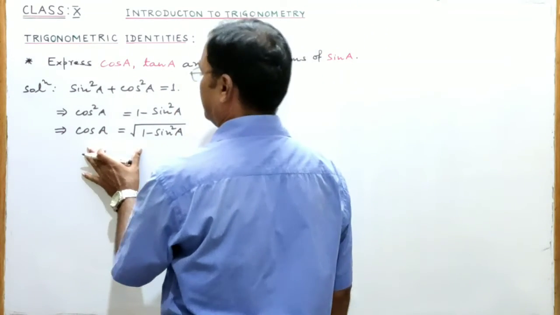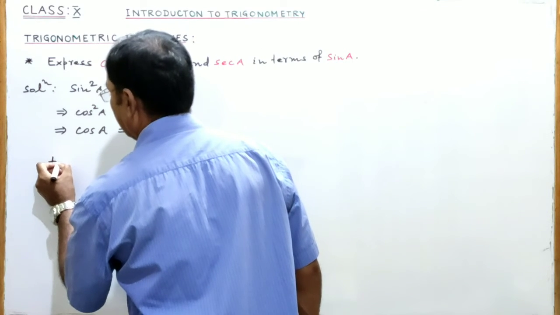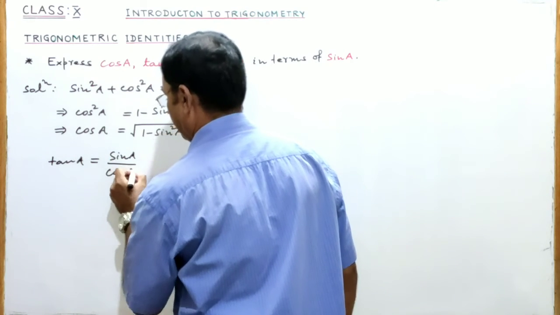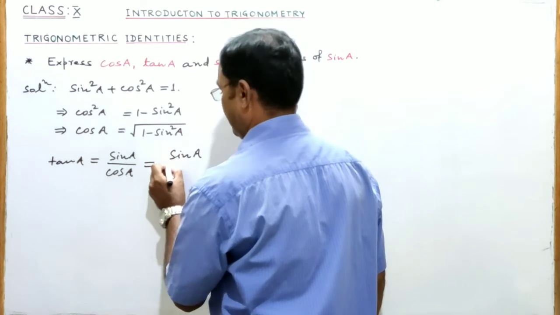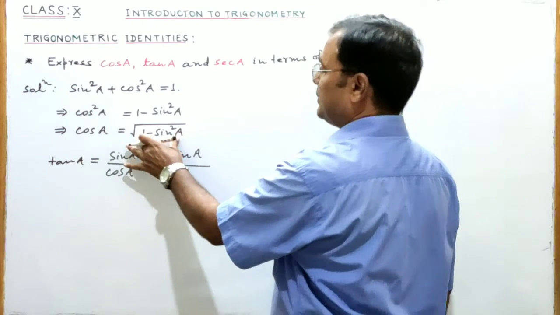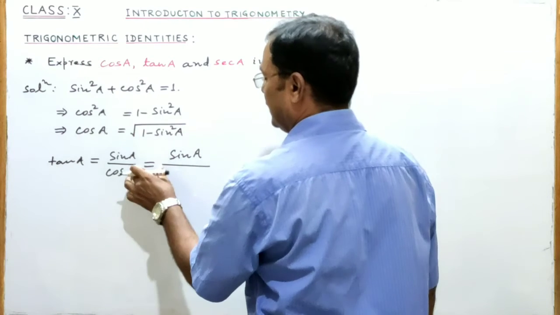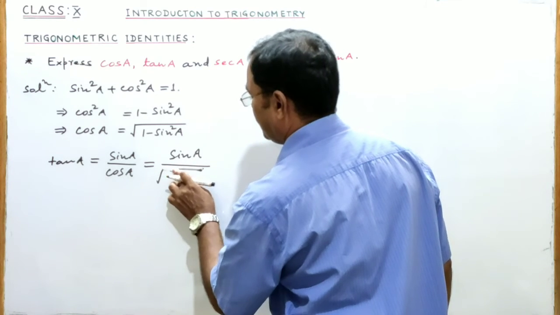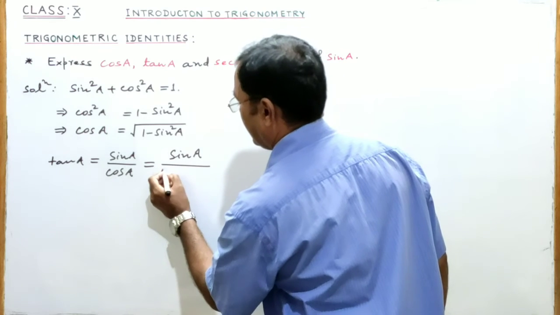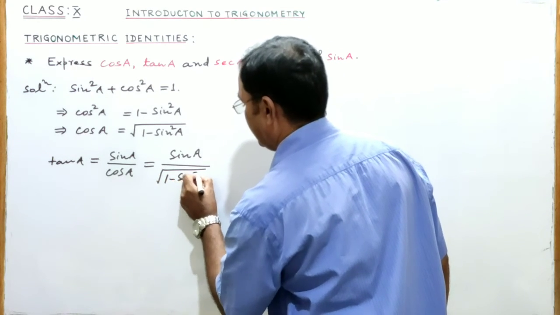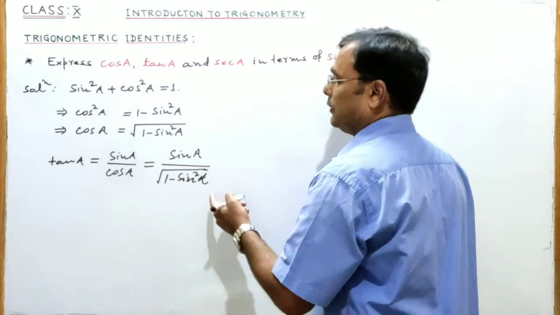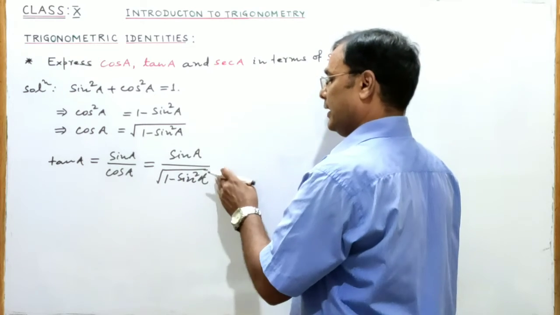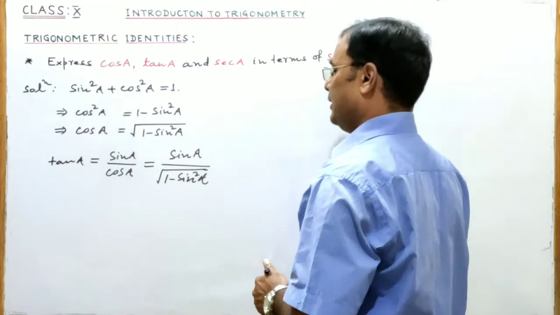Now tan A we are going to express in terms of sin A. So tan A we can write sin A by cos A. Sin A by cos A we can write in terms of sin A like this, under root 1 minus sin square A. So let's write cos A is equal to under root 1 minus sin square A. So this way tan A is equal to sin A by under root 1 minus sin square A. This way tan A is expressed in terms of sin A.